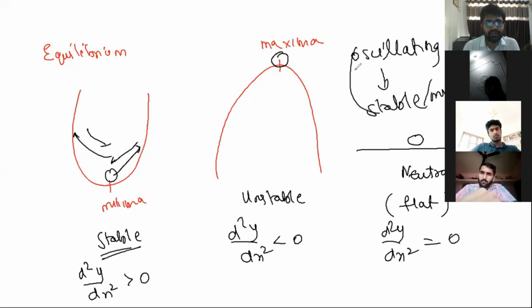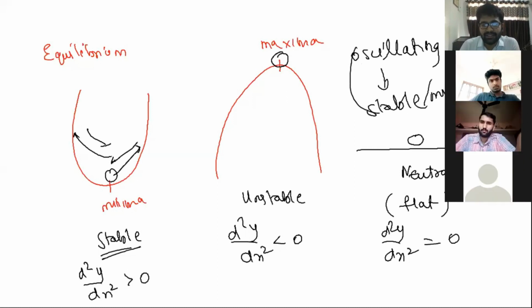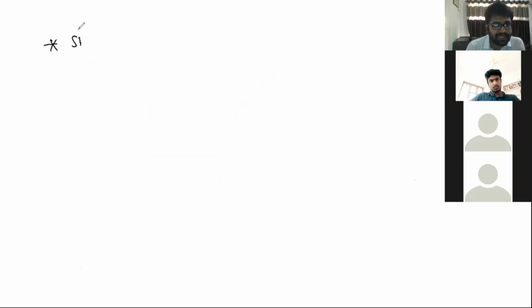Oscillating will simply mean, people, it is stable equilibrium. So if in the exam they mention that a particle is oscillating, please remember they have given you a hint that it is stable equilibrium. So what you have to find, people, is minima. Okay, let's continue. Now let's learn something about simple harmonic motion, people.